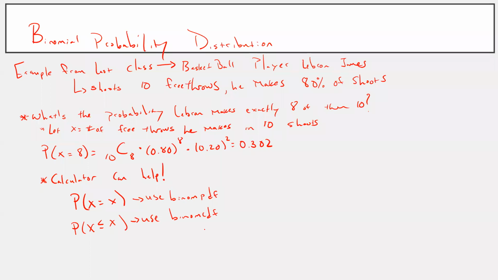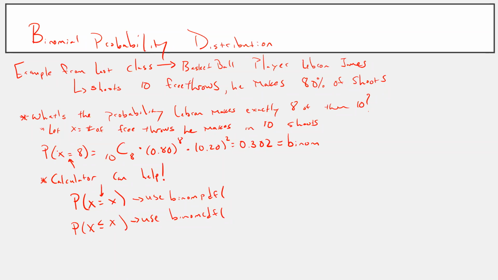And what you're going to have to put into all of these things are the same 3 things, okay? So let's actually redo this using our calculator and see if we get the same thing, okay? So look at this problem. It's a probability X is equal to 8. Would I use the binomPDF or the binomCDF here? You're going to use the PDF. Look, it's equal.